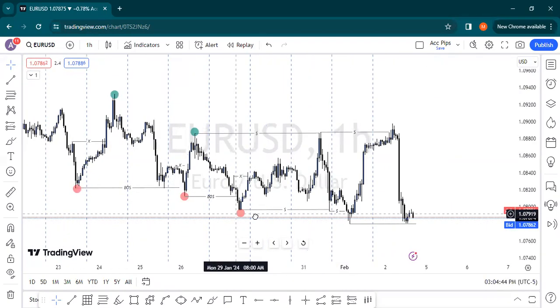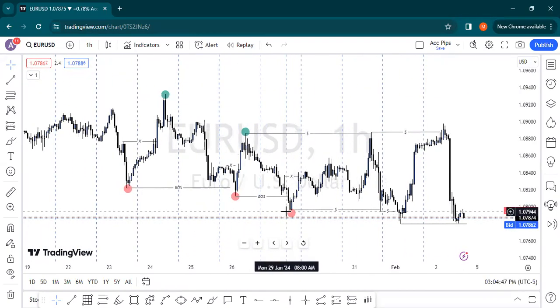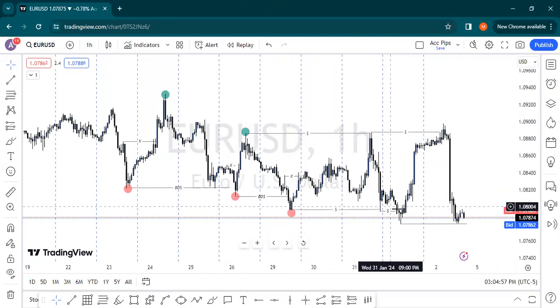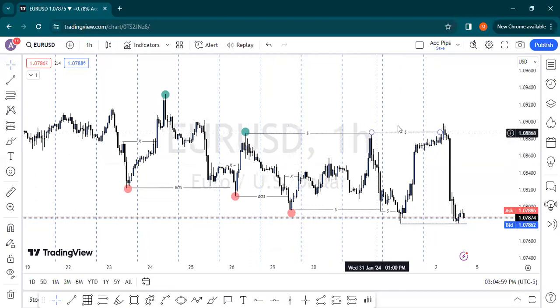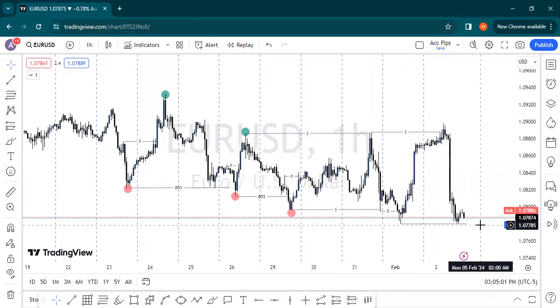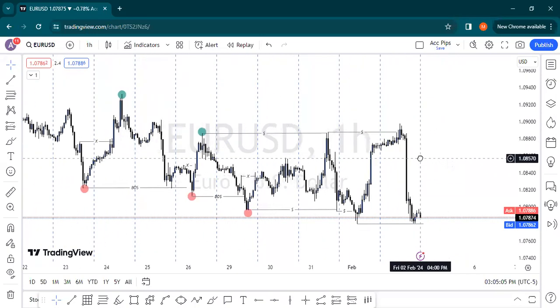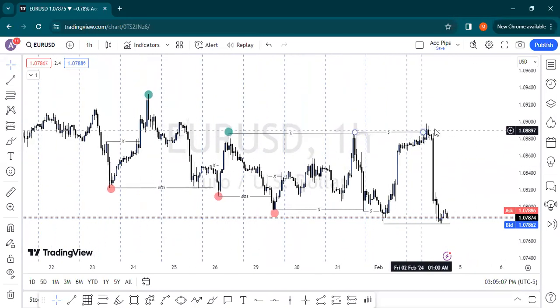So now on H1, this is what I was explaining when I started the meeting, that Euro USD has been buying and selling at the same time. So as you can see, price sweeping the high, sweeping the low, sweeping the high, and sweeping the low as well. Now, last week, price swept this high, okay, closed a little body above that.